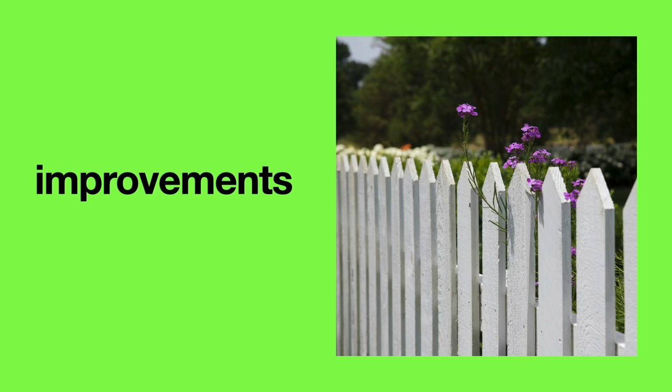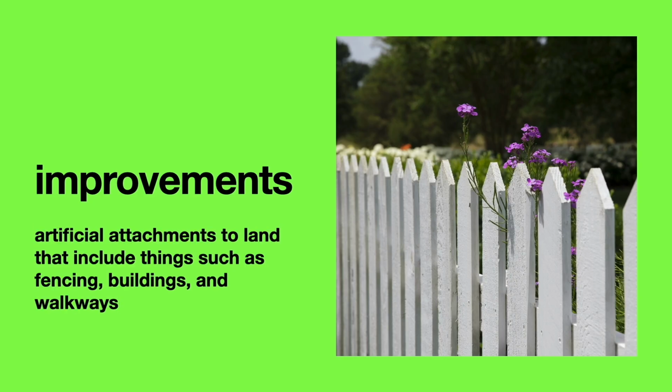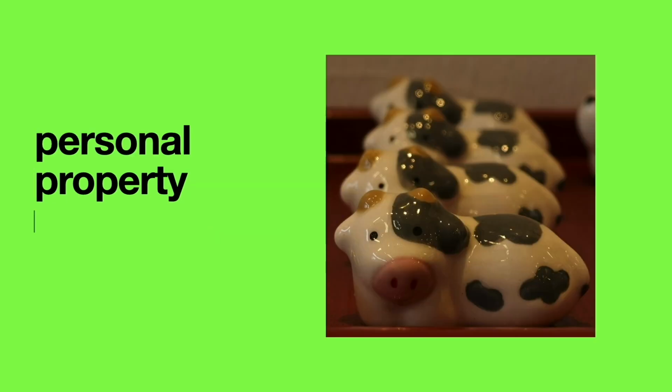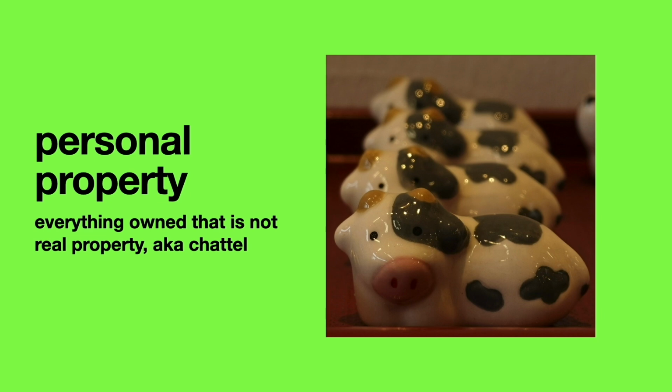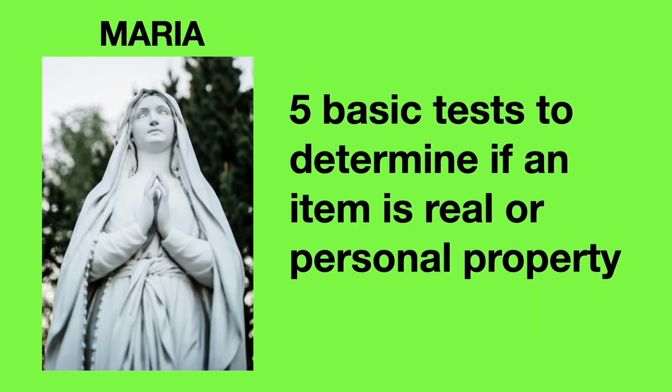Improvements. Artificial attachments to land that include things like fences, buildings, and walkways. Personal property. Everything owned that isn't real property. Five basic tests can help determine if an item is real or personal property.